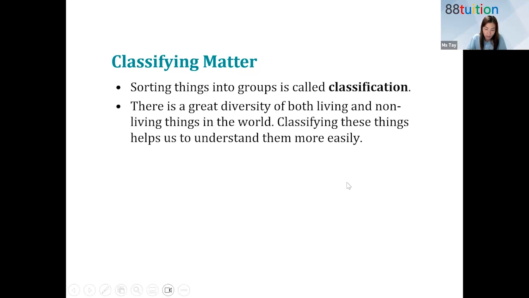All right, so classifying matter, you already have done that. You can actually classify very well. You come up with your own classification, changing the headings, and so on.